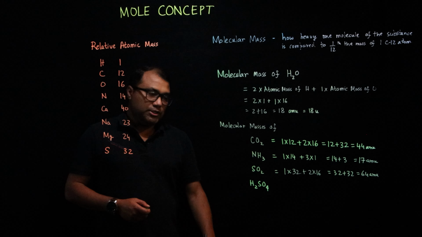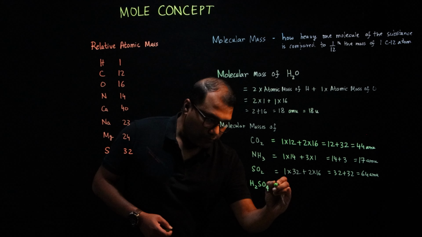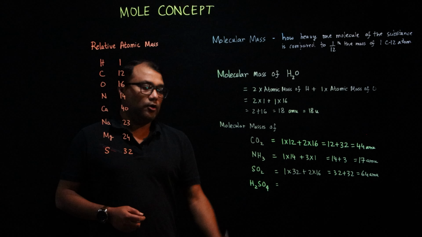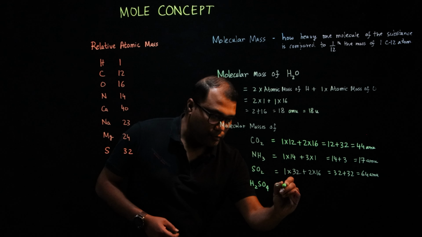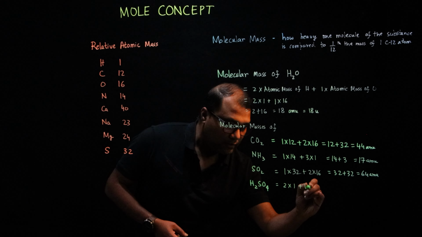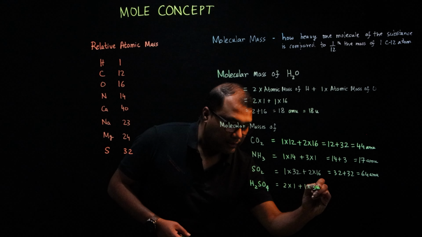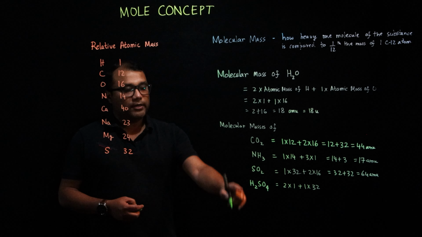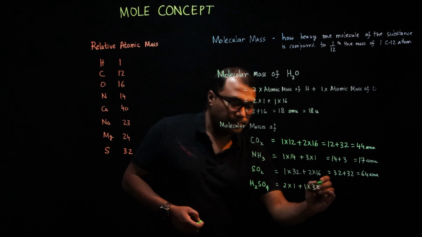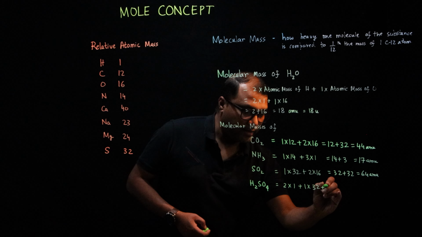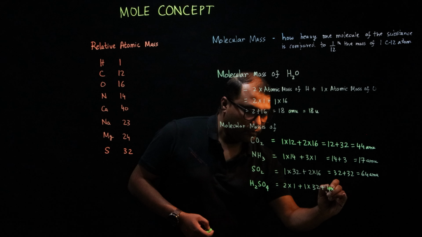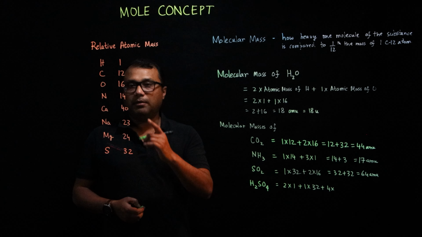Okay. For H2SO4, we have hydrogen, we have sulfur and oxygen. We have two atoms of hydrogen. Hydrogen's relative atomic mass is 1. Plus we have one atom of sulfur. So 1 into 32, because relative atomic mass of sulfur is 32. And oxygen, we have 4 atoms. So 4 into oxygen's relative atomic mass, which is 16.